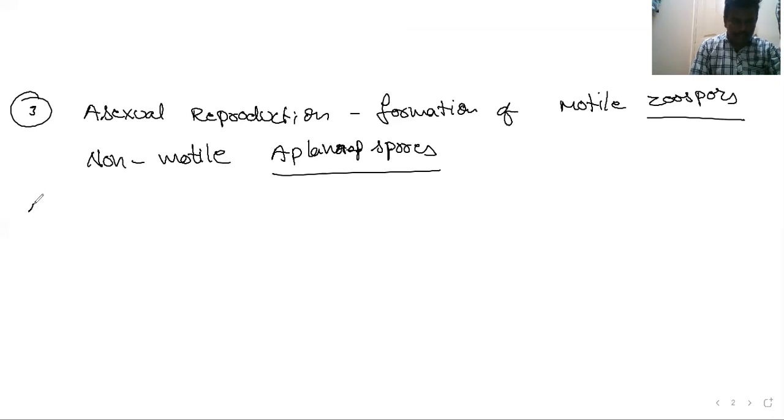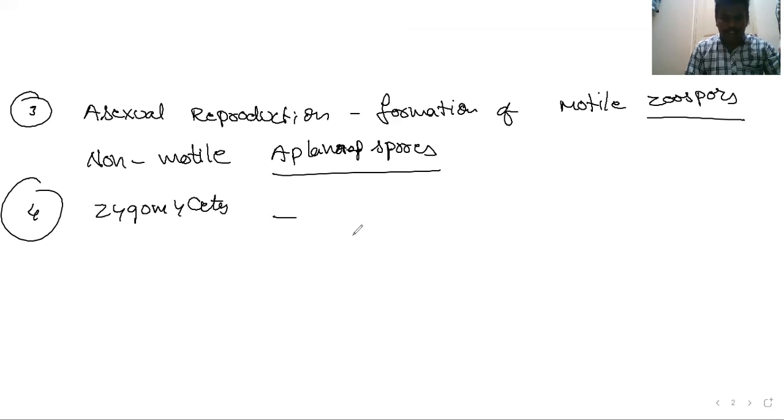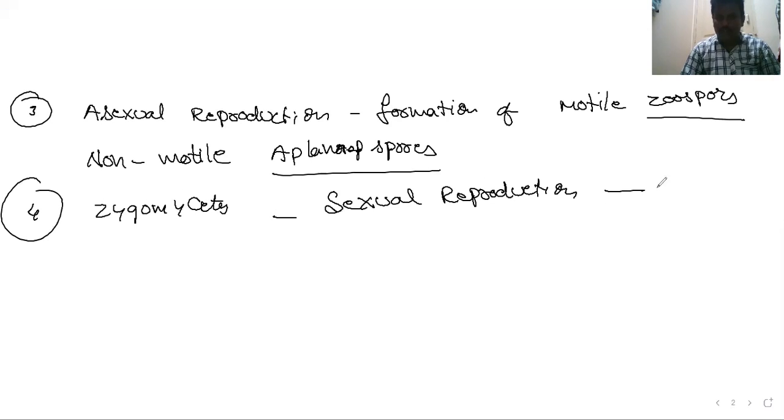Generally, phycomycetes are also called zygomycetes, because of the formation of diploid zygospore during sexual reproduction. What is formed here? Zygospore is formed.